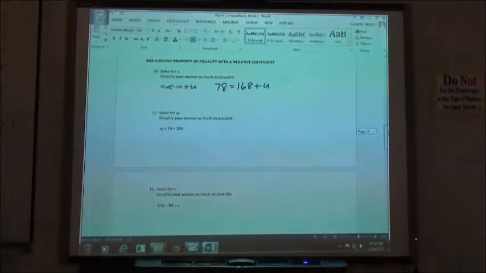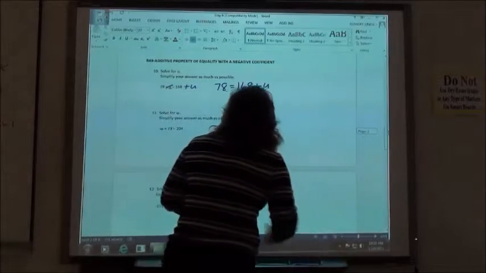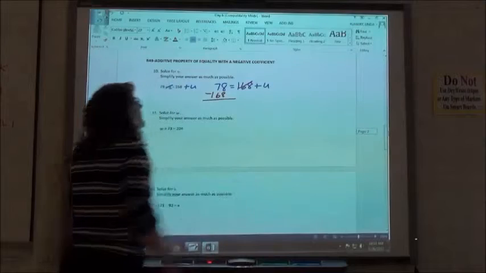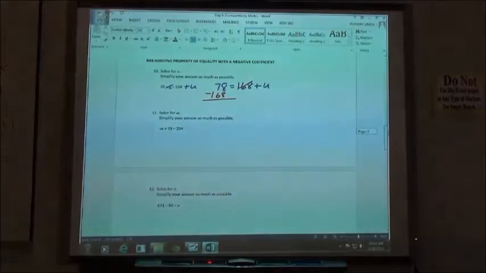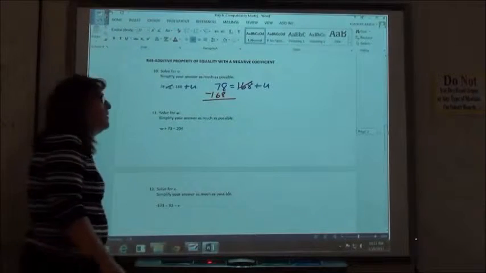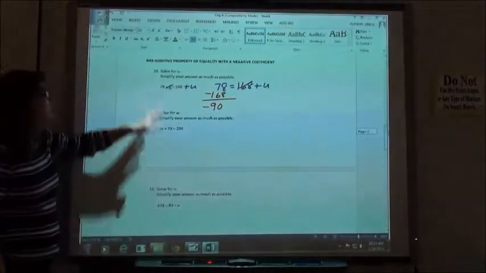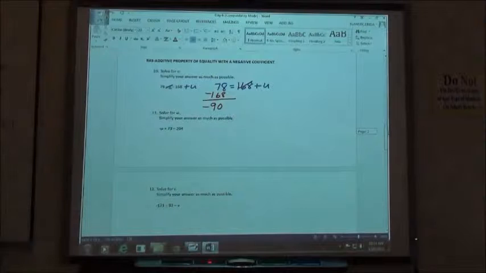Then I can solve it like I did my first equations that I solved. I need to get the 168 to the other side. Since it's positive, I'm going to subtract the 168. And if you take 78 and subtract 168, you get an answer of negative 90. So that's one way to do it if you remember to do that first step.